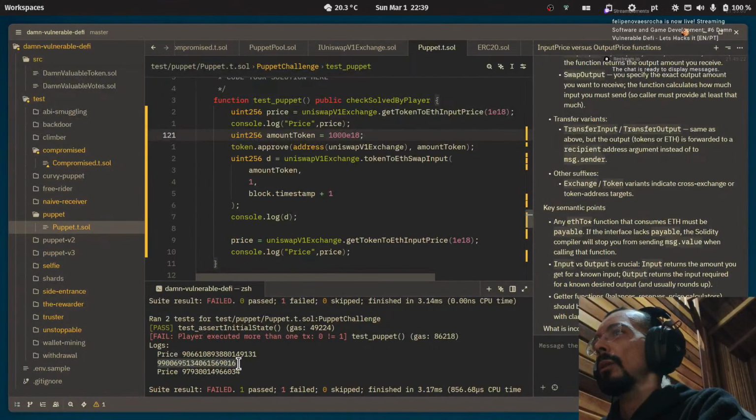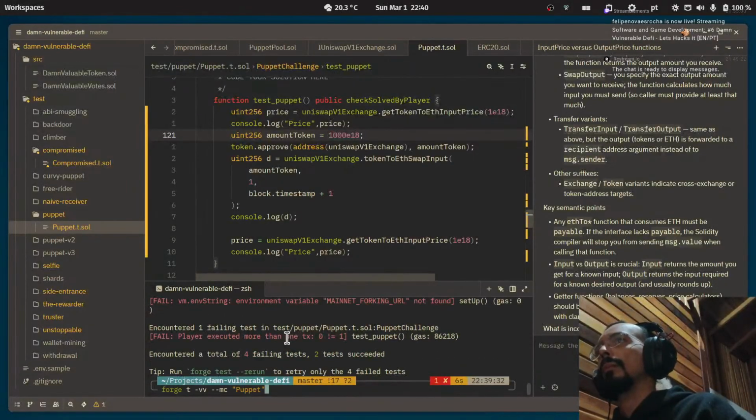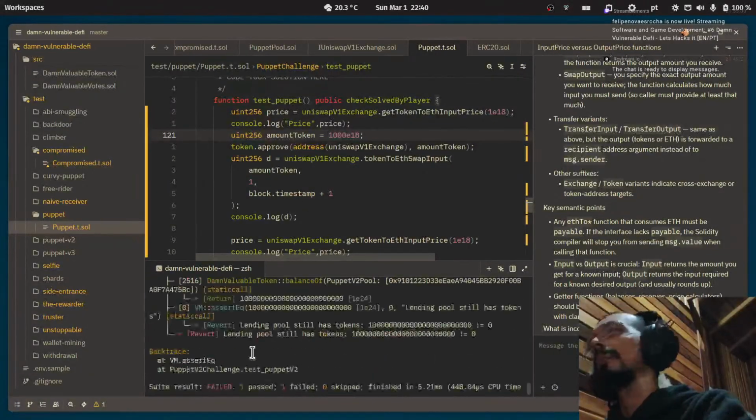We took all the Ethereum. Look at the price. Look at this, the price drops a lot. Here we probably have 9 Ethereums. And here I'm probably going to need to go like this to see the logs.